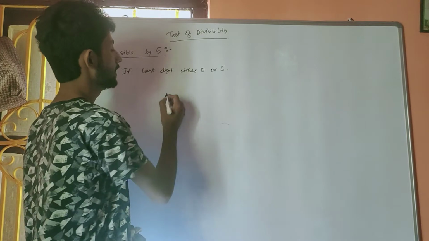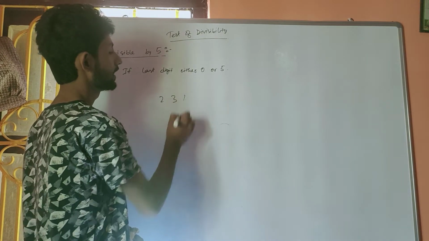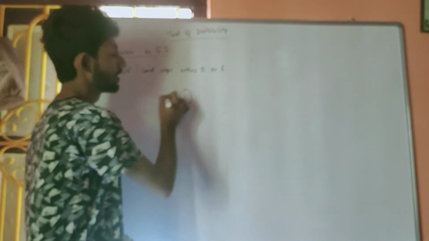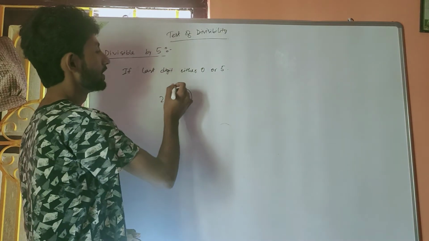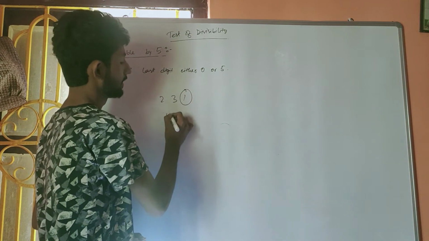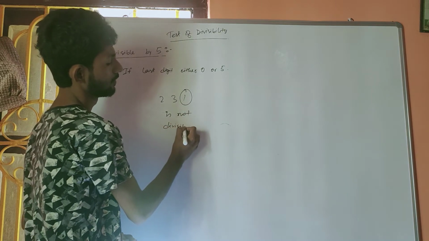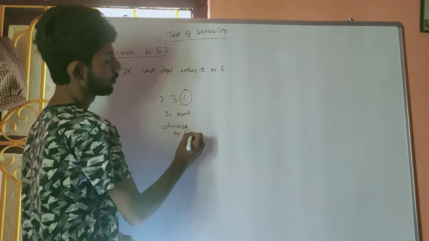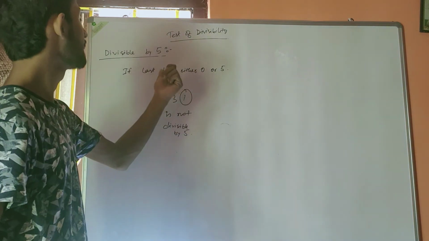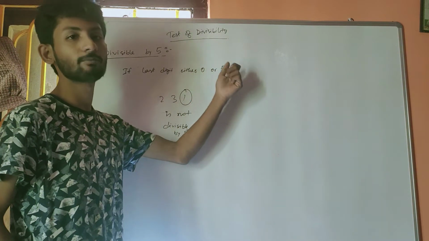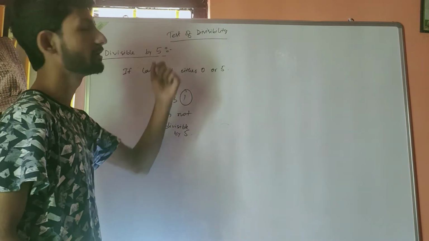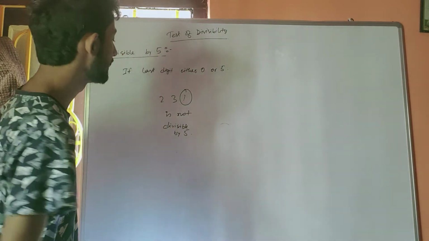Suppose there is a number, same number 231. The last digit is 1. So it is not divisible by 5. Why not? Because if the last digit is 0 or 5, then it will be divisible by 5. Otherwise, no way. Okay.